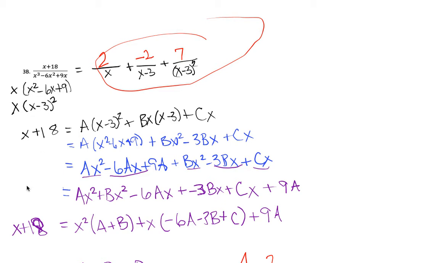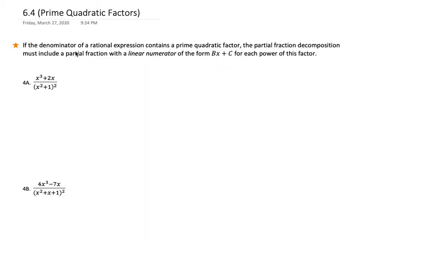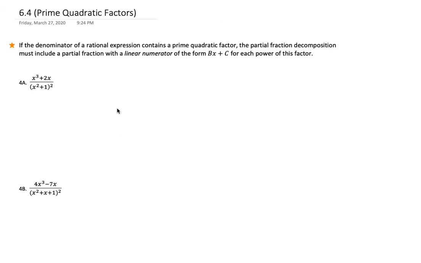Okay, one last thing we're going to talk about is prime quadratic factors. So far we've only dealt with linear denominator factors. So now we're going to talk about when the denominator is a quadratic. And the difference with this is instead of just putting an A or just a B as a numerator, you're going to have to put something like Bx plus C or Dx plus E. So I will go ahead and show you how to set this up, and then we'll go through it.